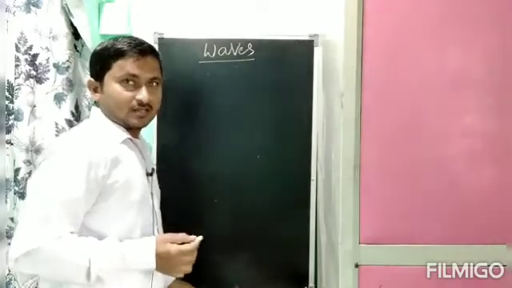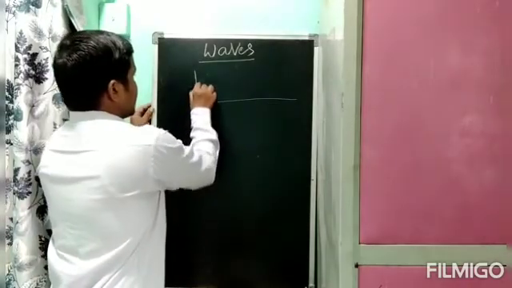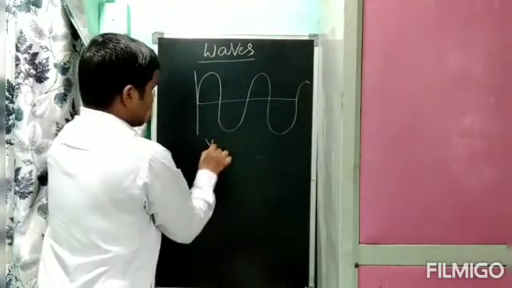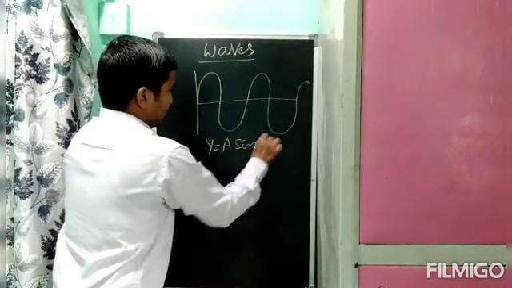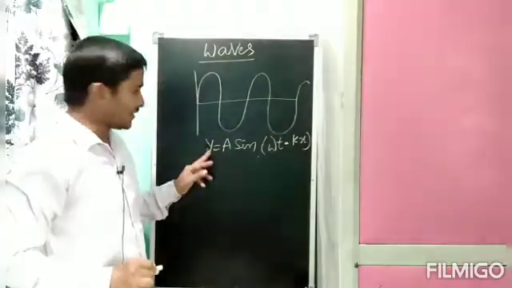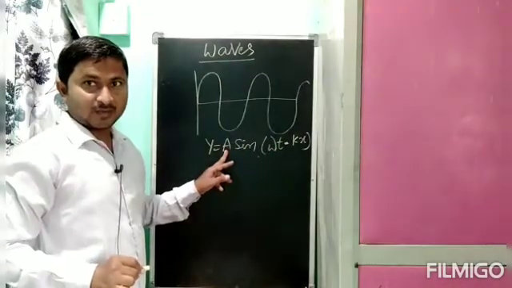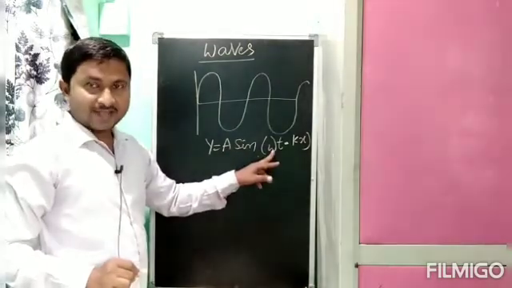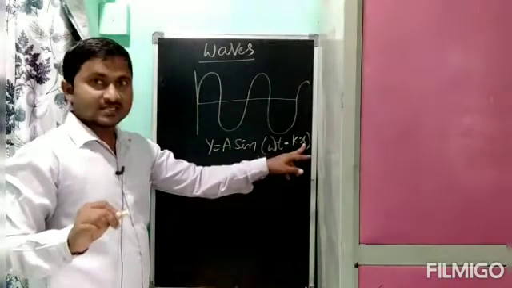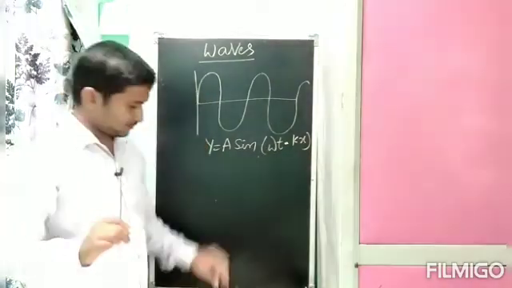And we know the progressive wave equations. For example, if a wave starts with a crest and moves towards the positive x direction, then the wave equation is given by y = a sin(ωt − kx), where y is the displacement of the particle at any instant, a is the amplitude of the vibrating particle of the medium, ω is the angular frequency, and k is the propagation constant, where k = 2π/λ, and x is the distance of the vibrating particle from the rest position, the mean position.